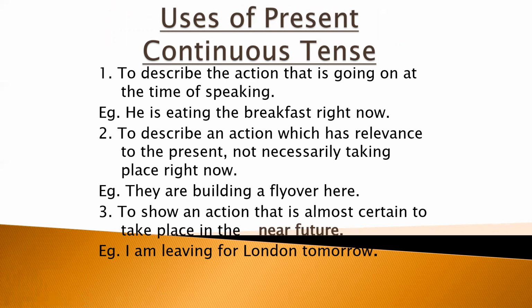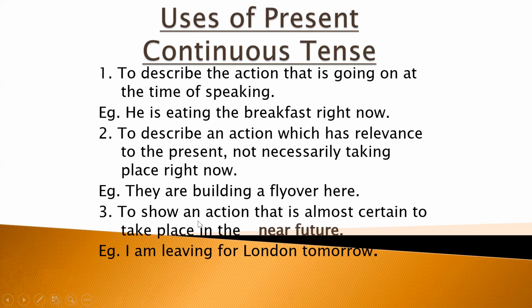Next, it is used to describe an action which has relevance to the present but is not necessarily taking place right now. Like for example, they are building a flyover here. Now, this does not mean that the building work is going on right now also, but something which is happening in the present, not necessarily right now. So, they are building a flyover nowadays, not necessarily that right now also the building work is going on.